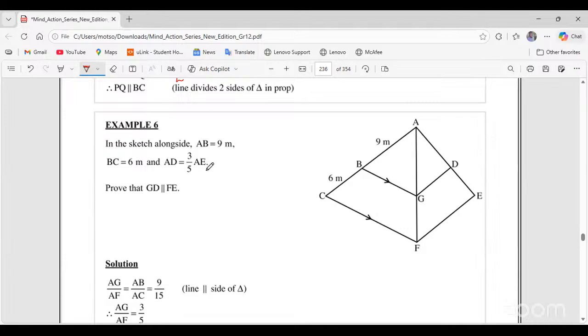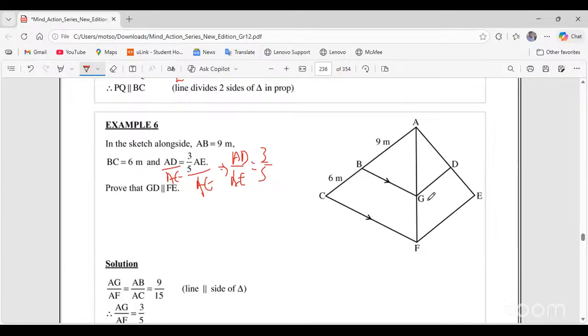Here you simply divide by AE on both sides, so that you'll have something like AD over AE. Now you have the ratio AD over AE as 3 over 5. Isn't it? Yes. Now let's see what we are required to do. We are required to prove that GD is parallel to FE. What can we do now here?